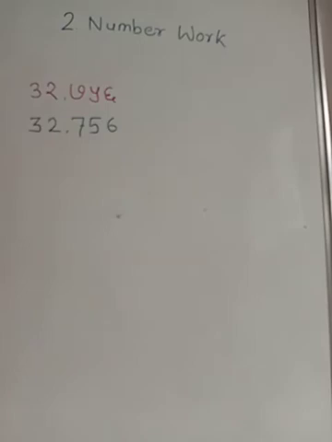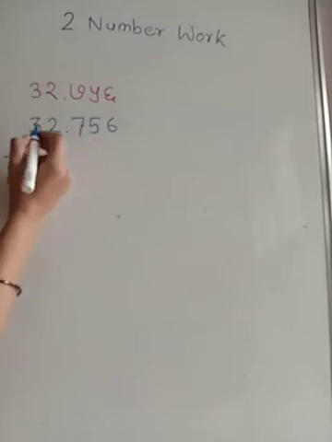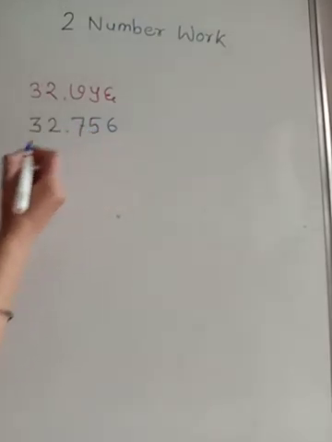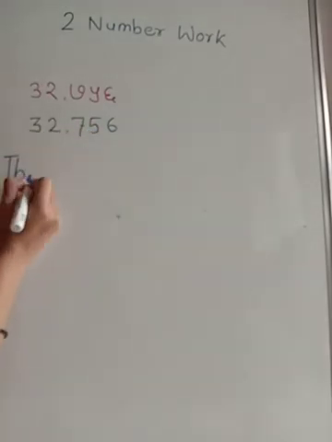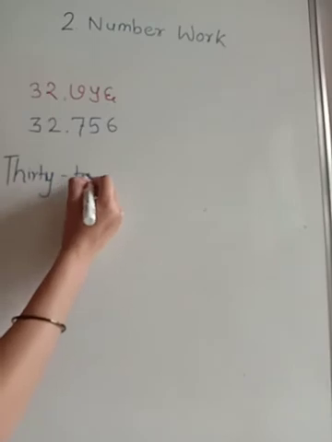Then the number written in words. This is in the thousands place. This makes 32,756. So you can read this as 32,756.